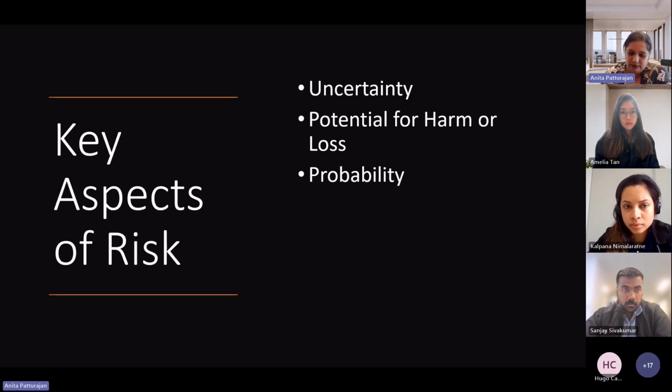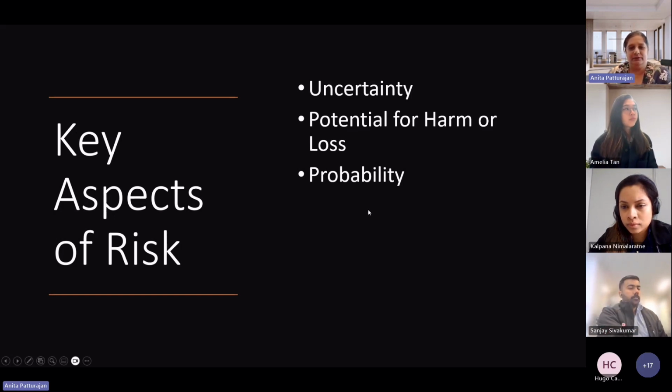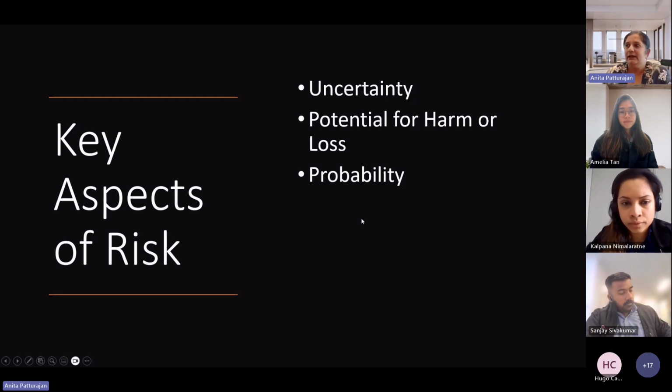Probability. So it's, again, not just about the existence of a potential threat, but also involves the likelihood of the threat materializing. So understanding the probability of different outcomes is crucial in assessing risks. We know many of you have already used risk matrices in your risk management procedures. Probably many of you are familiar with your risk assessments as well. Probability and consequence play a big part.